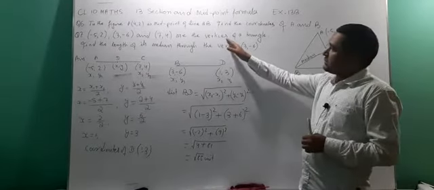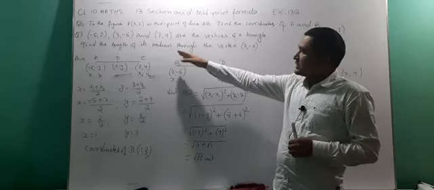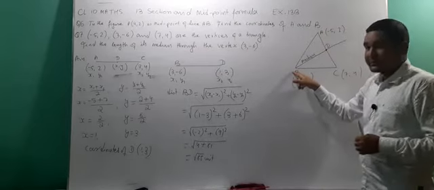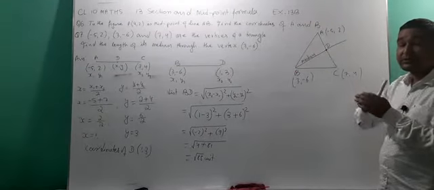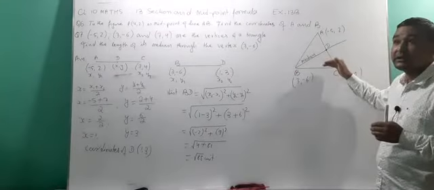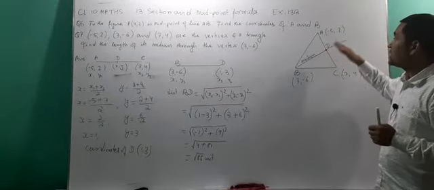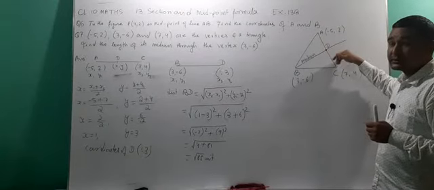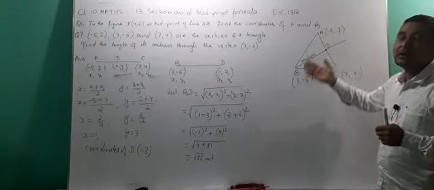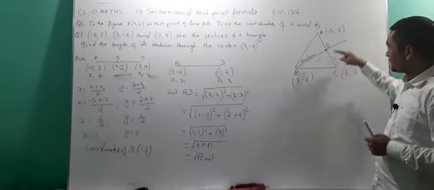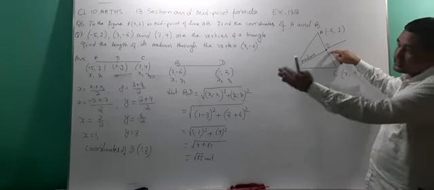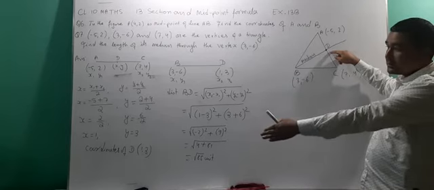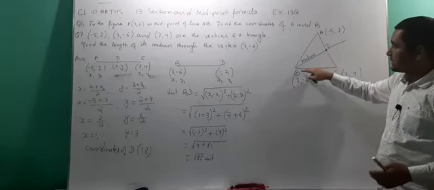Then vertices are given and the question asks to find the length of its median through the vertex. Vertex is here. Median is always drawn from one vertex to the other side. When it passes to the other side, it divides the side, that means it passes through the middle of this side. That's why the median bisects the third side, and we use the midpoint formula to find the coordinate. After getting the coordinate, the question asks to find the length of BD.